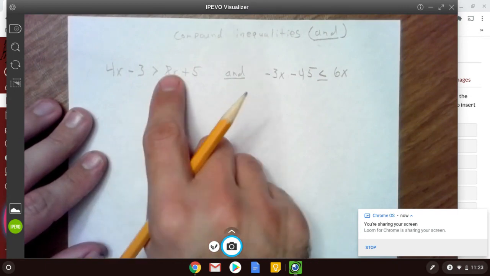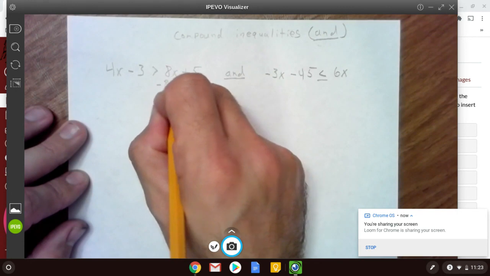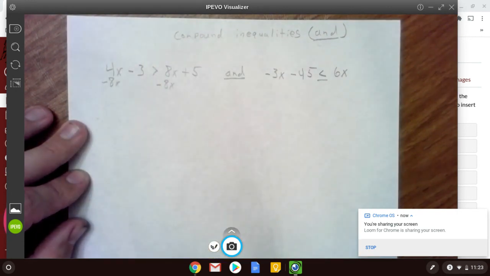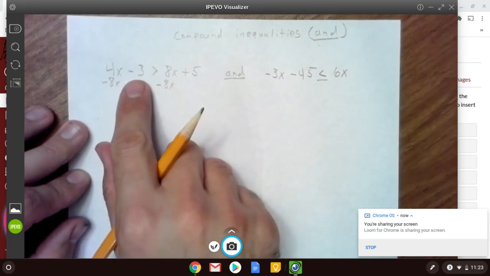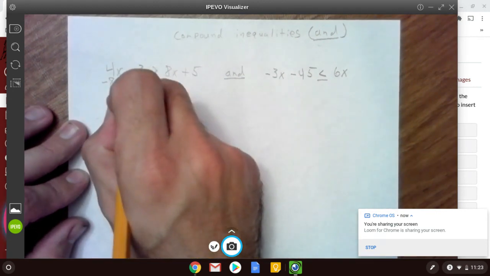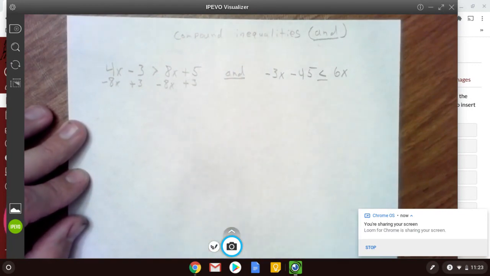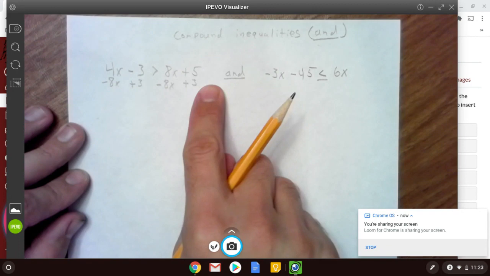So what we're going to do, let's move all of our variables to one side first. So I'm going to minus 8x from both sides. All right. And I'm also going to want to get my regular numbers over to the other side. So I'm going to add 3 to both sides. Okay. So I got my variables on one side and regular numbers moving into the other side.